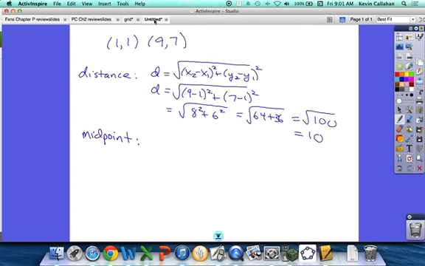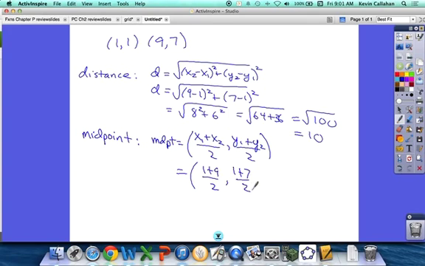So let's go back here. Midpoint. Right, x1 plus x2 over 2. y1 plus y2 over 2. In this problem, 1 plus 9 over 2. 1 plus 7 over 2, which is 5, 4.